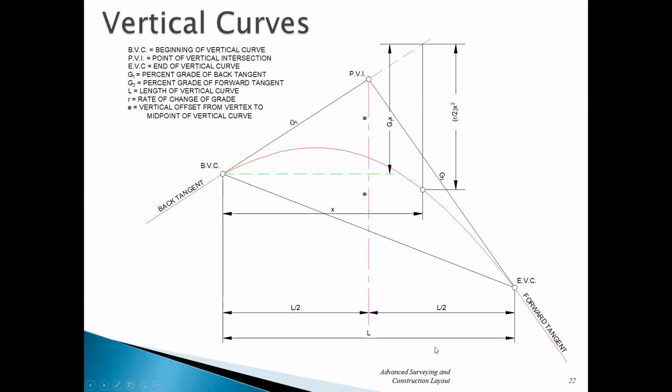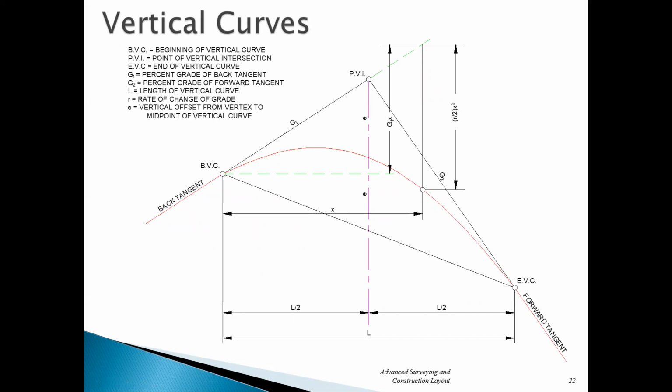Also notice if you drop a vertical line from the PVI straight down, it bisects L. So you have L over 2 and L over 2. So this curve is called equal tangent, okay? Because this distance and this distance is the same. Now, the weird thing is this is more or less your tangent, but that's not the same distance as this. They just refer to this as an equal tangent this way, okay? Not equal tangent this way, all right? So we're going to show you how to do some of these calculations.